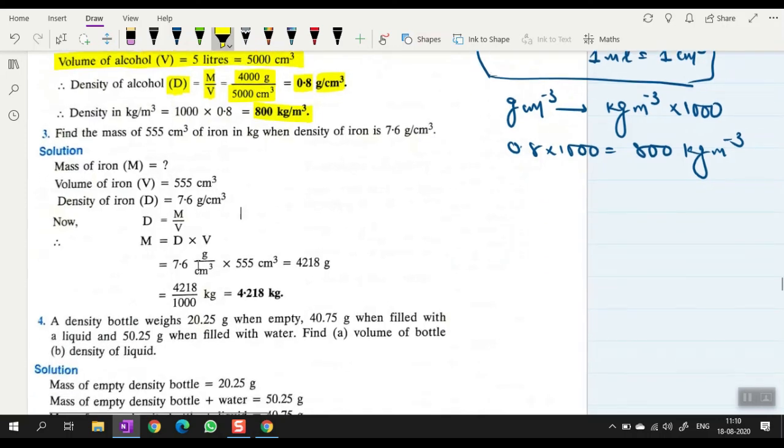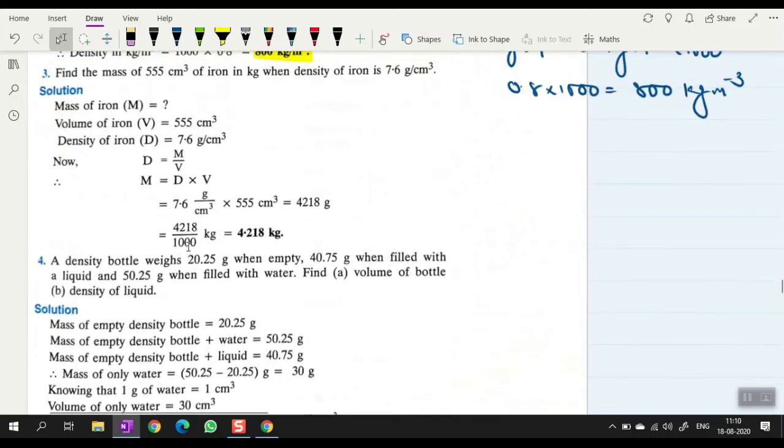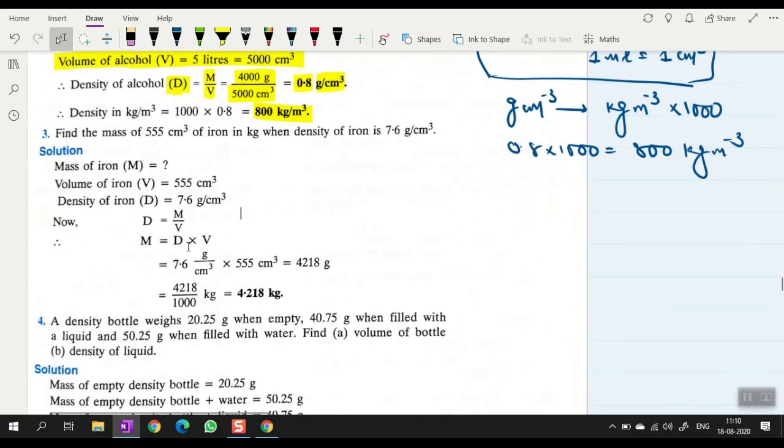Easy. Next, in these kinds of numericals, you should first read the numerical and then list what is given and what has to be found out, then apply the appropriate formula, check the units before applying the formula, and put the values, get the answer. Simple. Find the mass of 555 centimeter cube of iron. So we have 555 centimeter cube of iron, that is the volume of iron. Find the mass in kg, when the density of iron is 7.6 gram per centimeter cube.